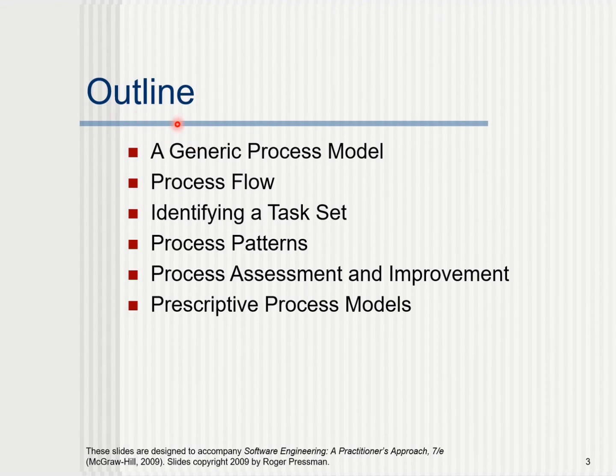This slide is presenting an outline of today's lecture. We'll first cover a topic on a generic process model. Then we'll see what process flows are. Thirdly, we will find out what a task set is and how we can identify a task set. Then we learn about process patterns and the different types of process patterns. Then process assessment and improvement is discussed, and finally we will deal with prescriptive process models, and we'll cover different process models inside this topic.